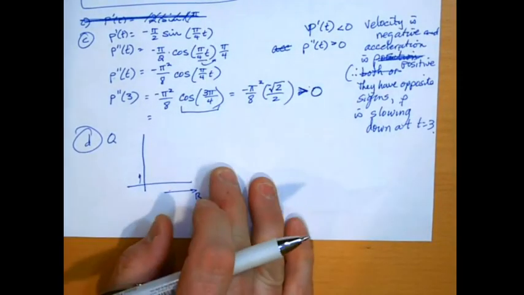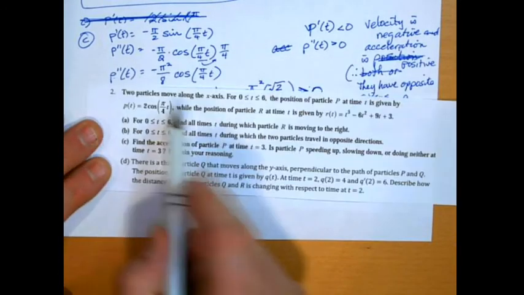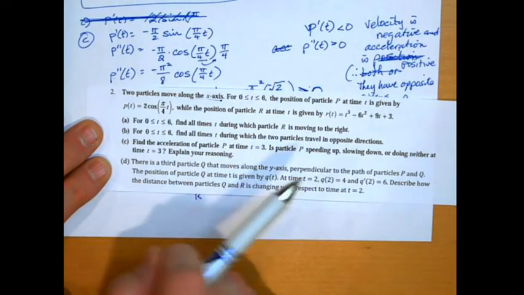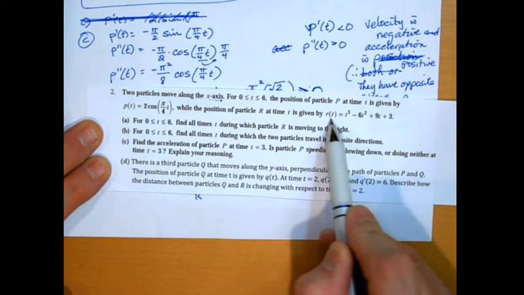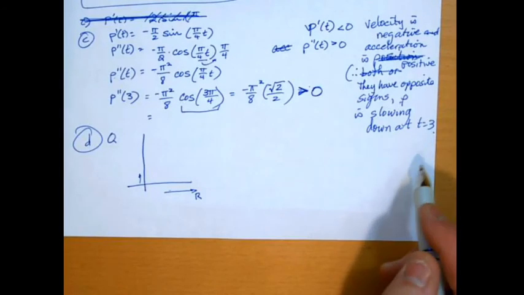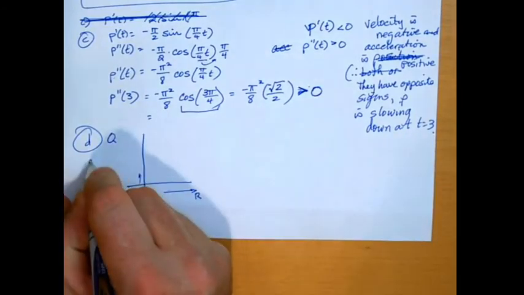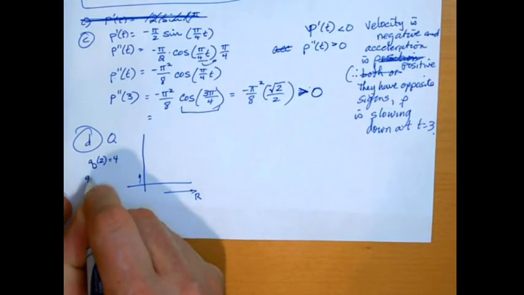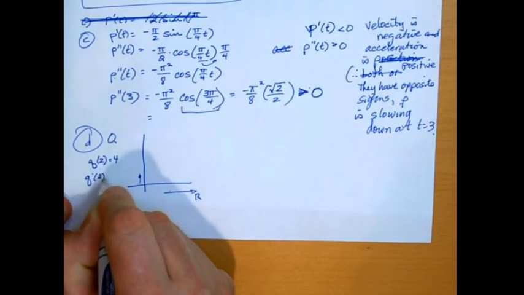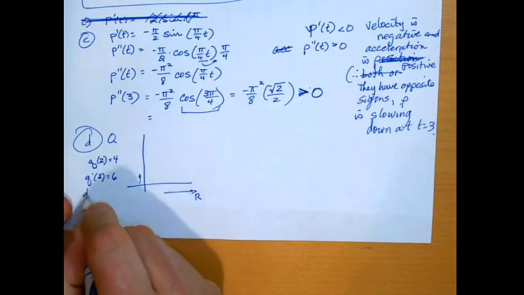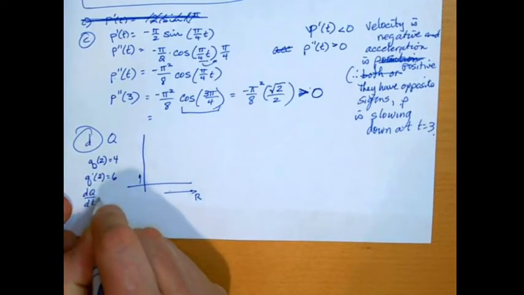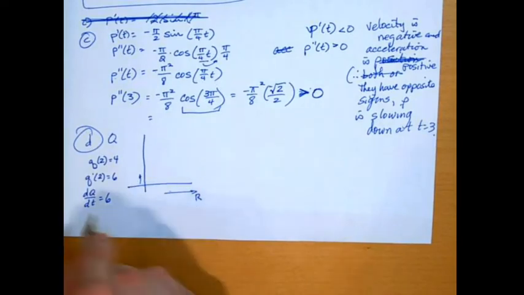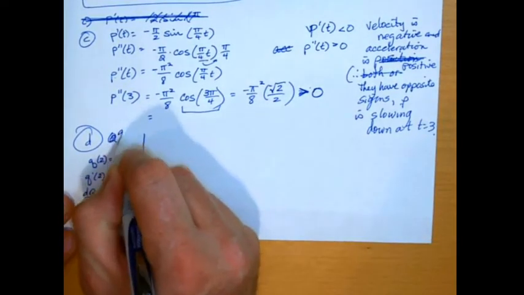How do I know that? It's in the first part of that equation. Two particles move along the x-axis. All right, so I have particle R given by this. At time equals 2, we know that Q of 2 is equal to 4, and the derivative of that is 6. So dq/dt is 6. Big Q, little q. I'm going to use little q, I guess.